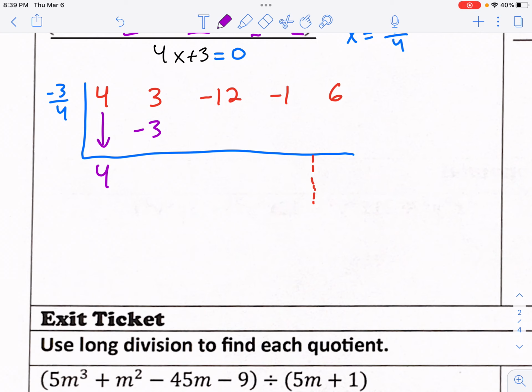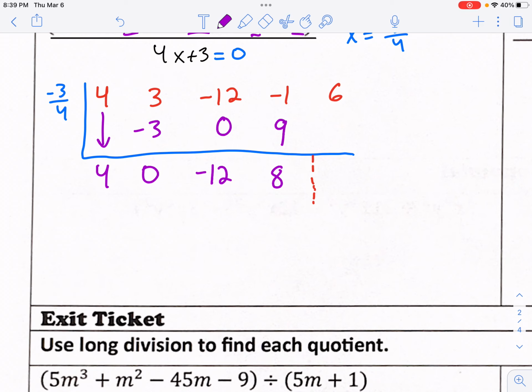Next one, I add going down. I should get 0. -3/4 times 0 is going to give me 0. Again, always remember, add going down, I get -12. -3/4 times -12, that's going to give me +9. After that, I add those, +9, -1, I should get 8.